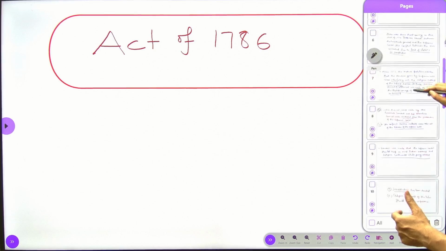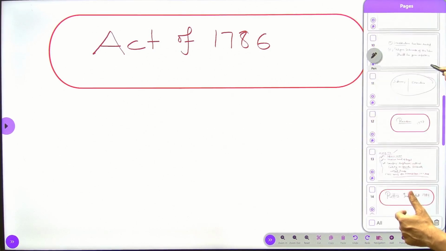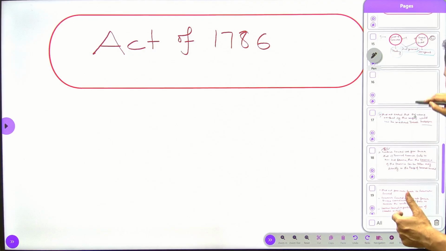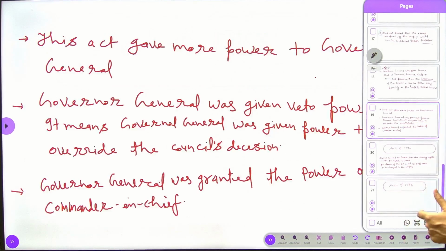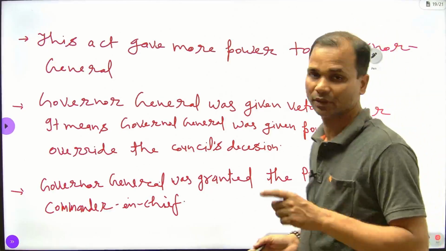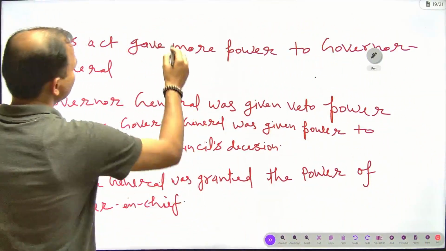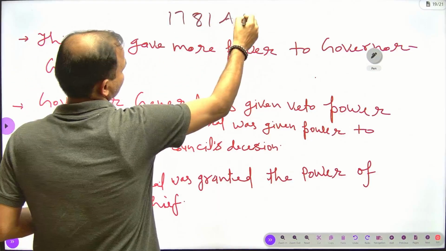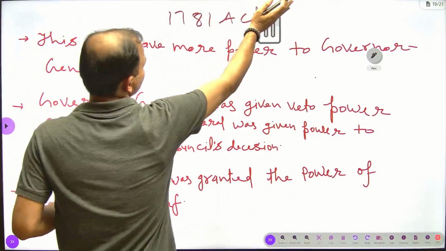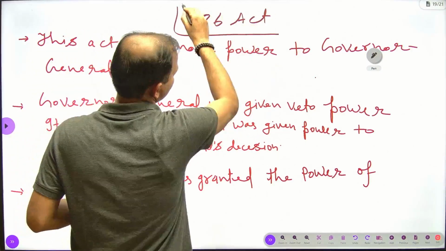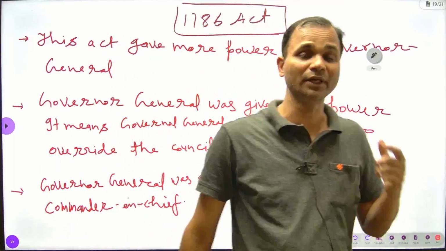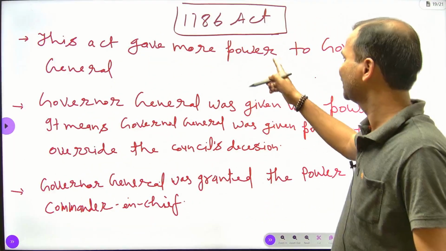(1773). This is the main point of this act. This is the point of the 1781 Act. Okay, sorry, the 1786 Act. Now, after reading the 1781 Act, we will study the 1786 Act.